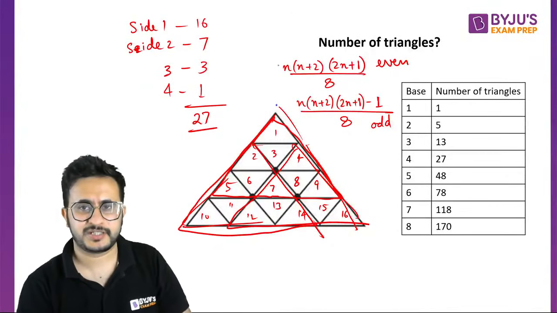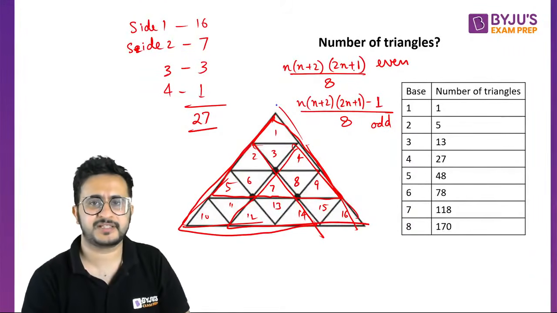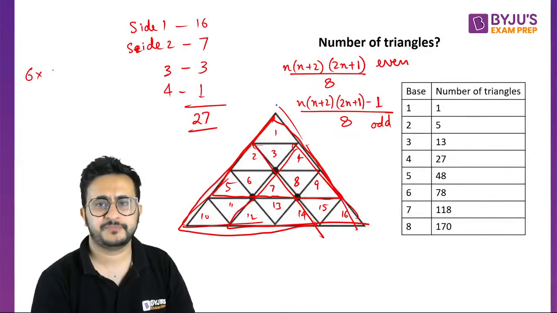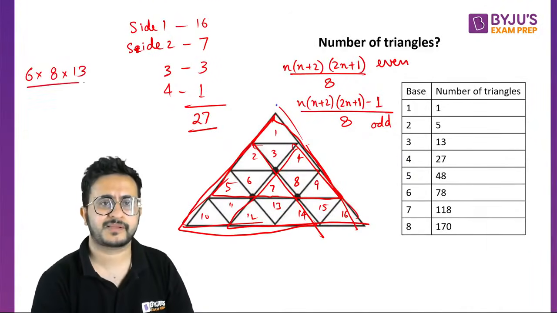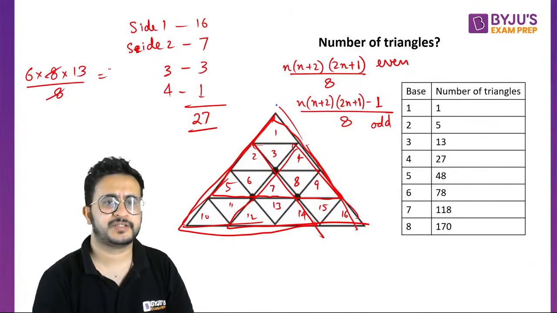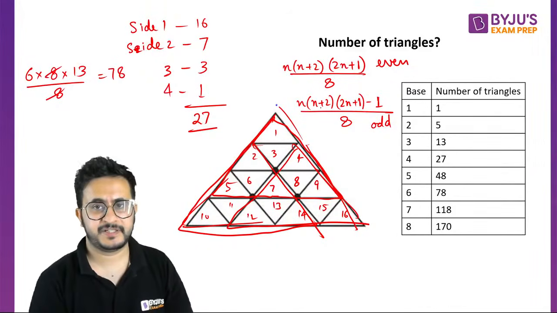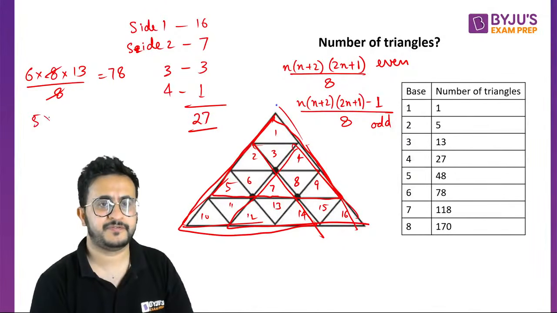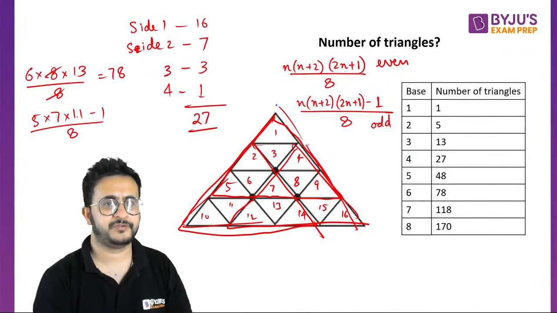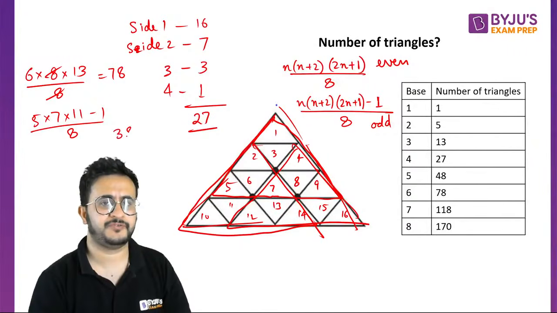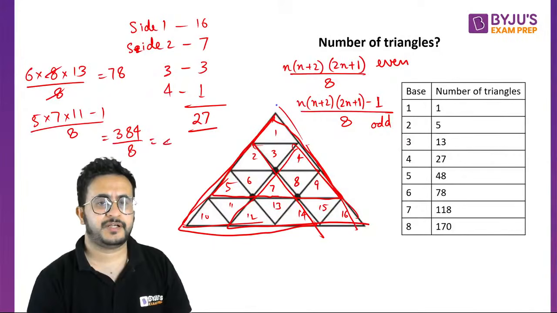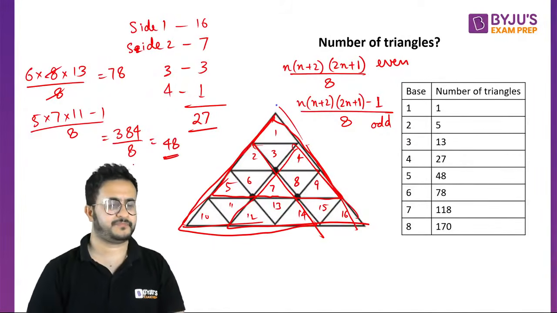Okay. So let us just see for 6. We can verify for 6. So for 6 it will be 6 into 8 into 13 upon 8 is 78. If it is 5, so 5 into 7 into 11 minus 1 upon 8. 35 into 11, 385, 384 upon 8. We will get 48. So that is the formula.